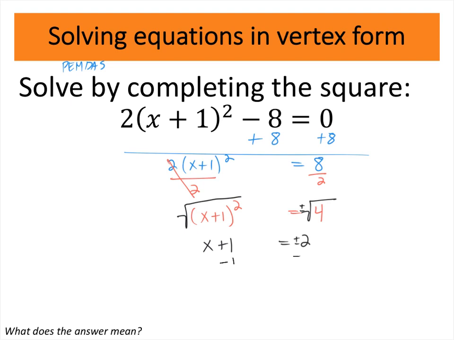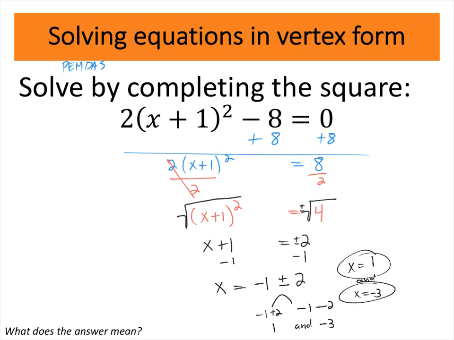And then I'm going to subtract 1 from both sides, but remember, this is a plus or minus, so this is x equals negative 1 plus or minus 2, which means, really, it's negative 1 plus 2 and negative 1 minus 2. So really, that's 1 and negative 3. So x equals 1 and x equals negative 3. So that's how we can use something in vertex form to solve for the roots. These are the roots of the equation at 1 and negative 3. So that's what those are, so that we could go ahead and graph this thing.